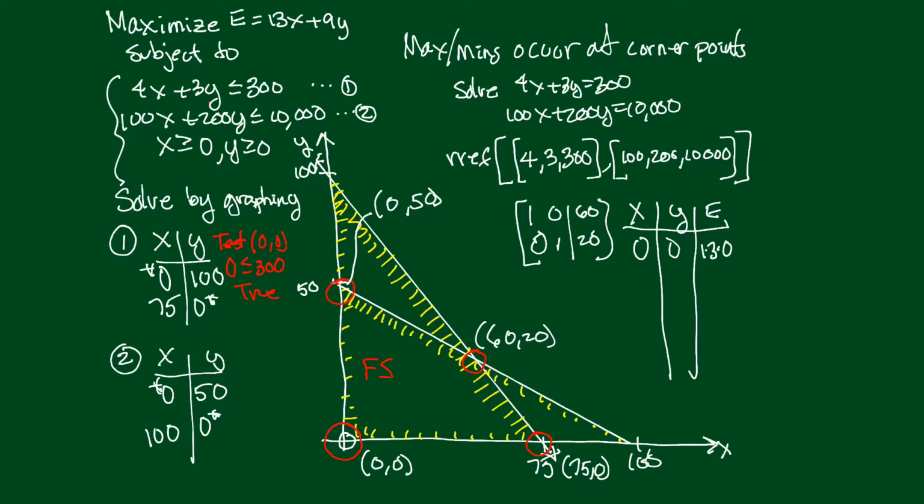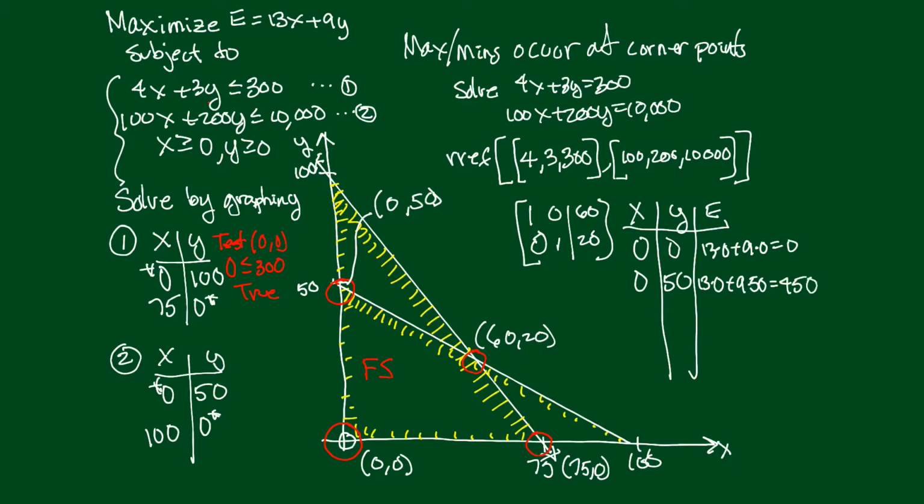13 times 0 plus 9 times 0 is 0. Right? So if you don't make any crates, you don't make any earnings. Let's just move up here, right? I'm just going to go clockwise. Any direction you want, just get all 4 points. So this is going to be 0 for X, 50 for Y. So it's going to be 13 times 0 plus 9 times 50. All right, and when I did that one, well, that comes out to 9 times 5 is 45 and a 0, so that's $450.